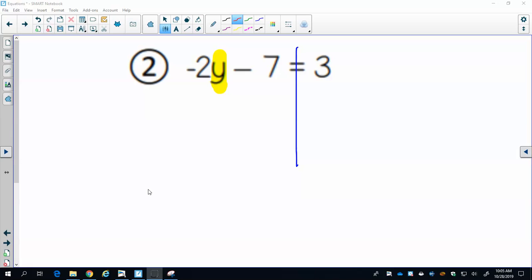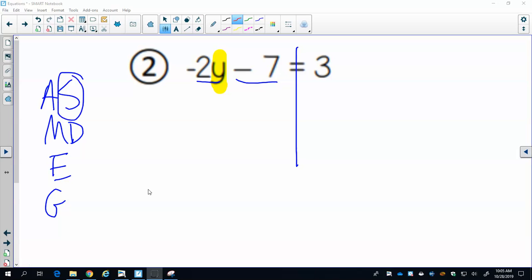Going backwards with my order of operations, addition and subtraction, I'm going to follow first, or solve for first. Multiplication, division, exponents, and grouping is going to come last. So if you notice on this side, I have 2 times y, which is multiplication, but I have minus 7. So I'm going to start with undoing my subtraction. I undo subtraction by adding.